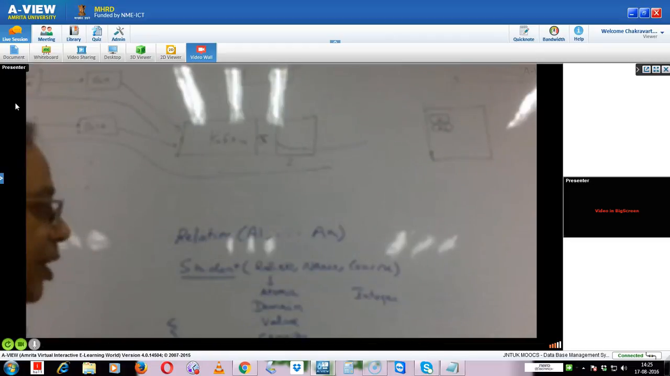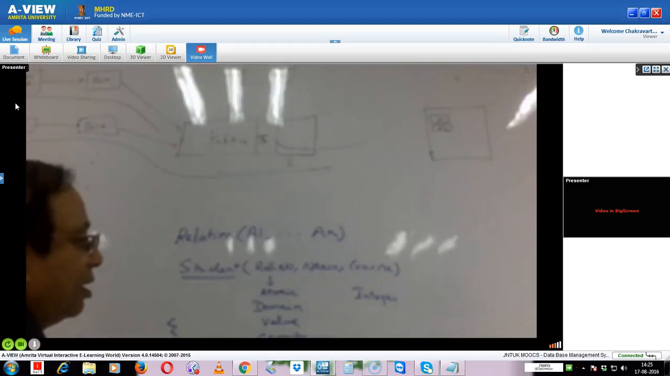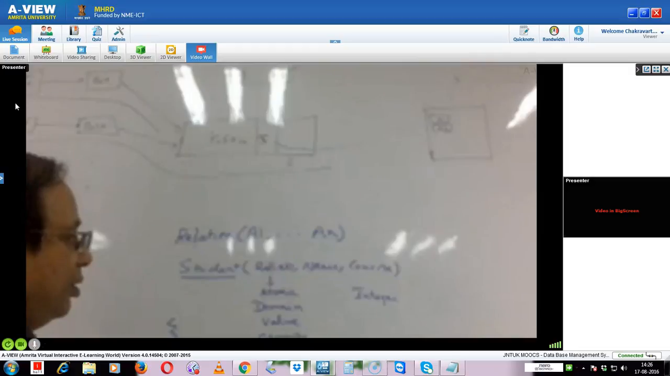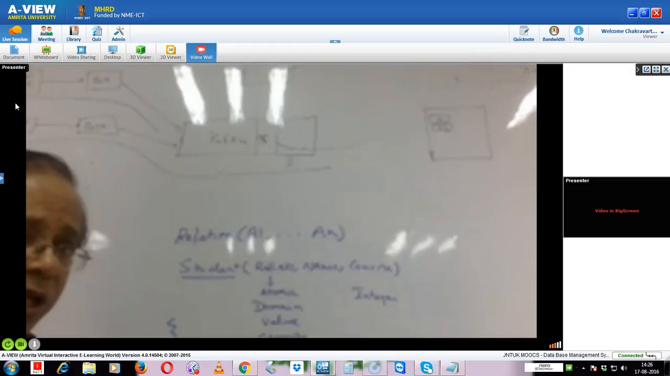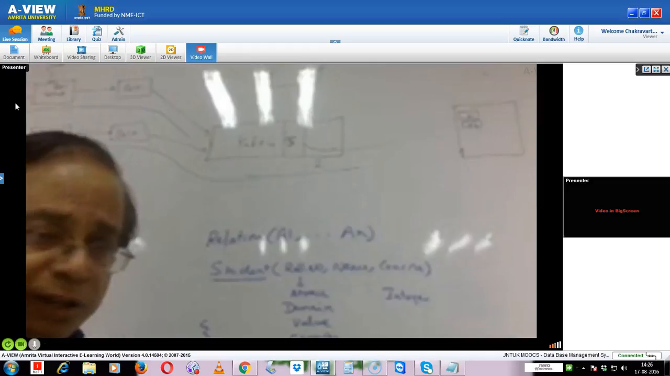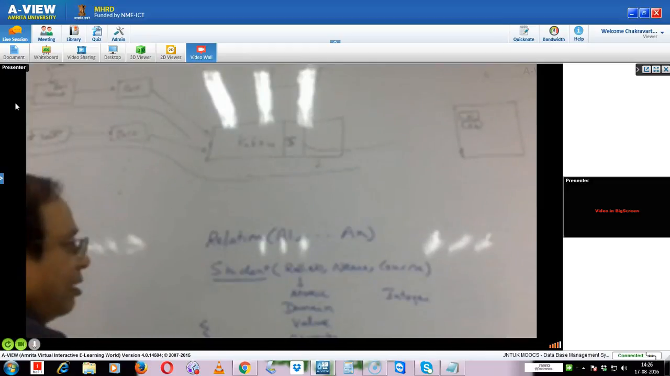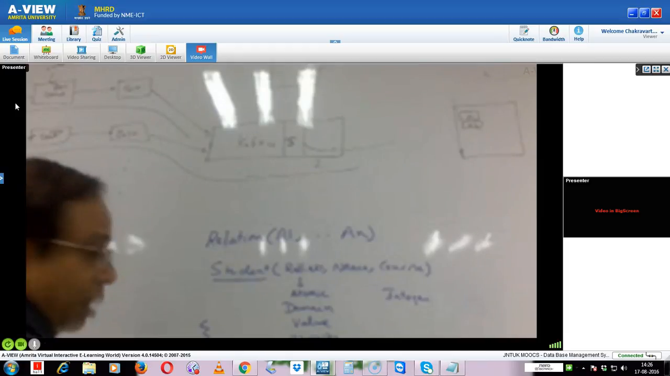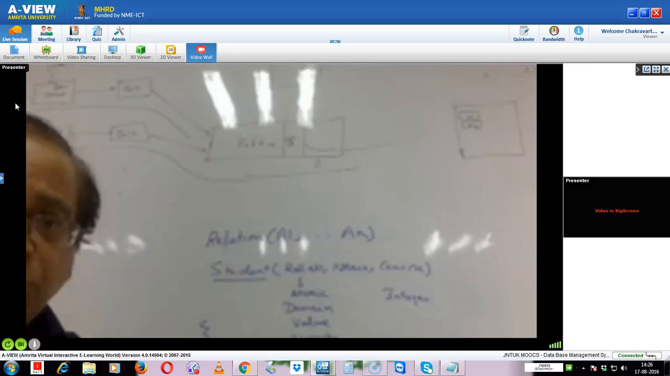In a simple sense, the relation can be understood as a table. In the relational model, the relation can be understood as a table. For example, here is a case where the table name is student. Okay, I'll clean this up. I'm assuming that you're able to look at this board.